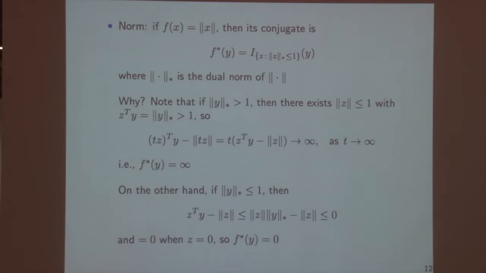So the conjugate of a norm is not a norm. It's an indicator that the norm of its argument is less than or equal to 1. But the dual norm is always a norm. It's just more convenient to think of the dual of a norm being a norm, I guess.